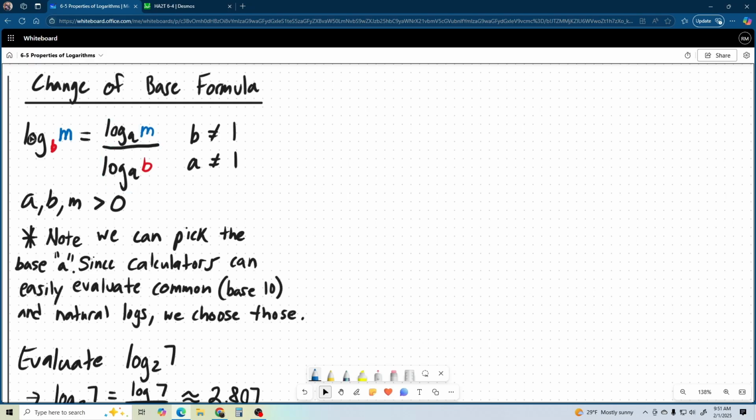But yeah, so this is what it does. Log base b of m becomes log of m over log of b. And we're always going to choose a to be 10 because that's our common log, right? And we can put common logs into calculators.